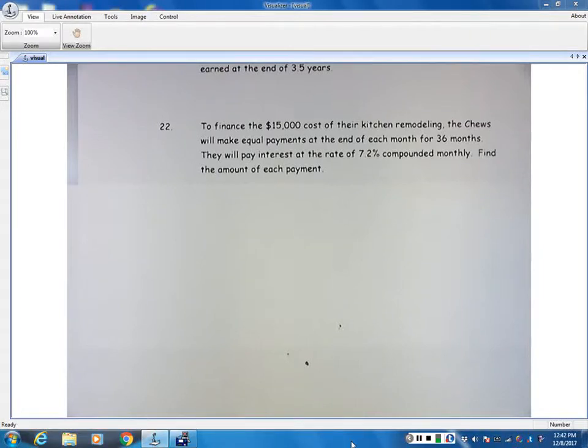So problem 22 says to finance the $15,000 cost of their kitchen remodeling, the Chews will make equal payments at the end of each month for 36 months, and they'll pay interest at the rate of 7.2% compounded monthly. And we need to find the amount of each payment. So for that, we're going to use the TVM solver because this is a finance problem.